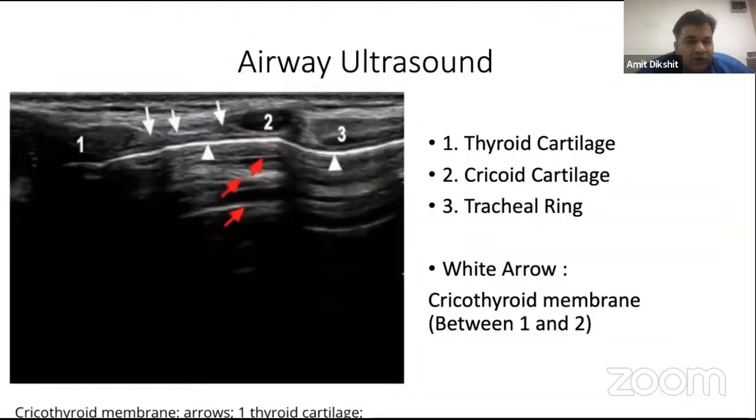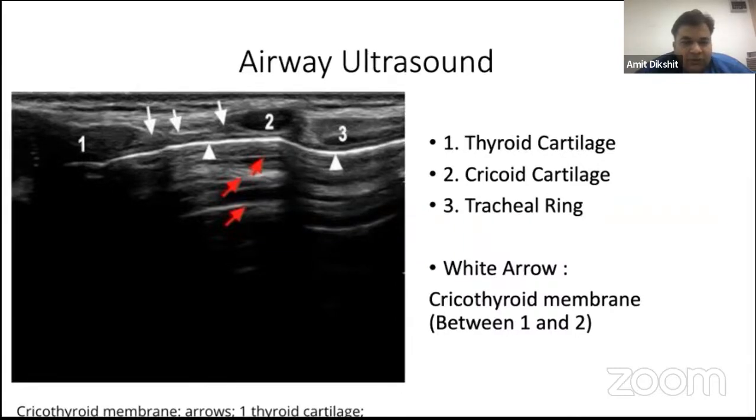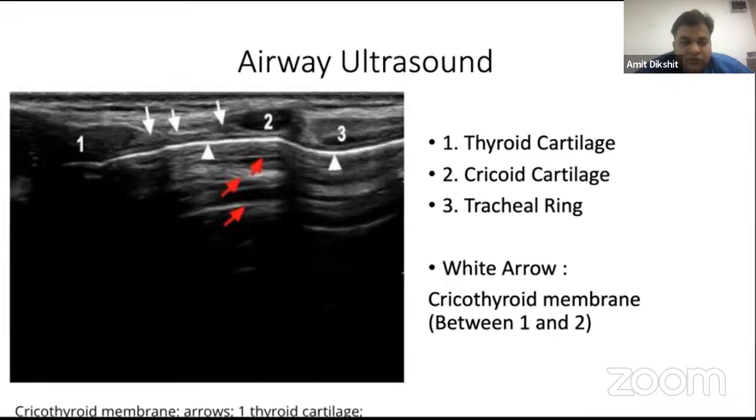One is the thyroid cartilage, which is creating a black hypoechoic area. Two is the cricoid cartilage, and three is the tracheal ring. Here you have the string of pearls appearance. Whenever you have string of pearls, the tracheal rings, and suddenly you see this step from 2 to 3, a downward slope, that's a hallmark for cricoid cartilage. So that is how we should be identifying the cricoid cartilage.